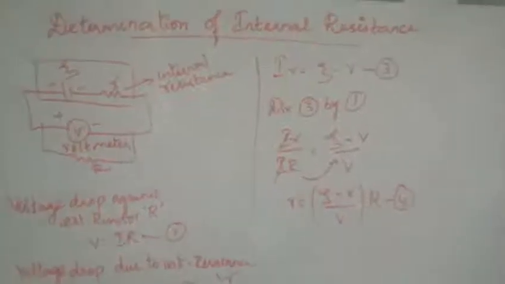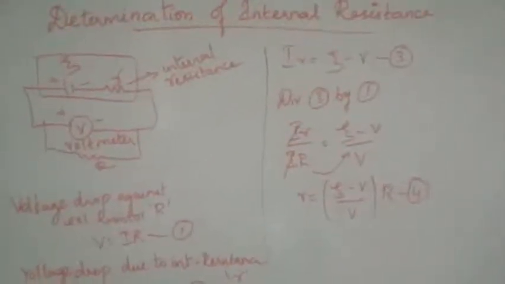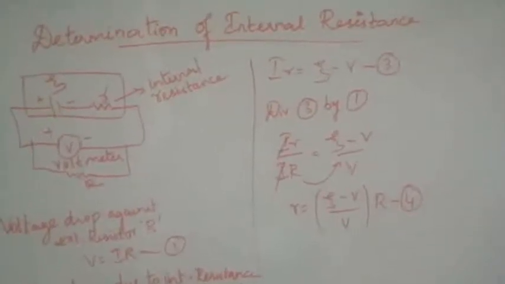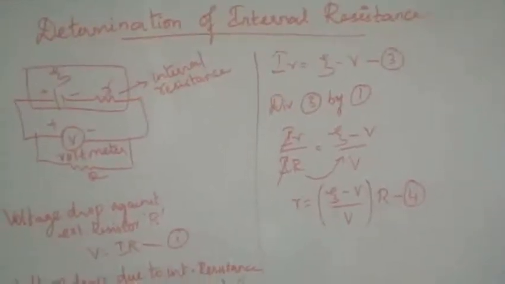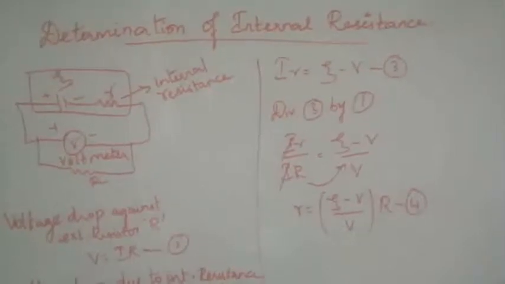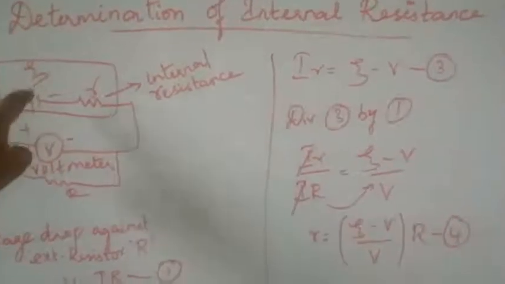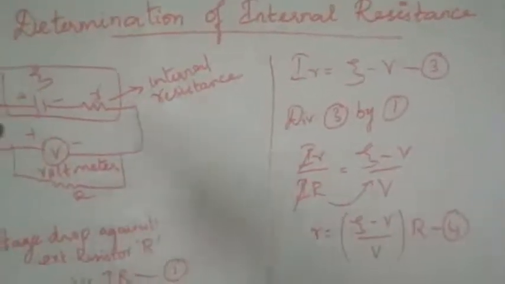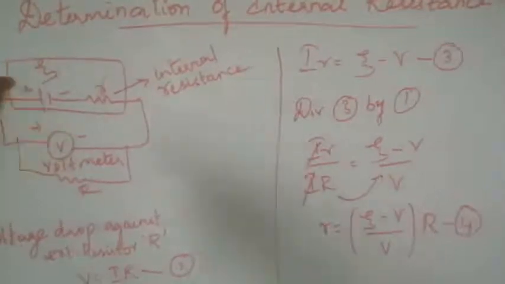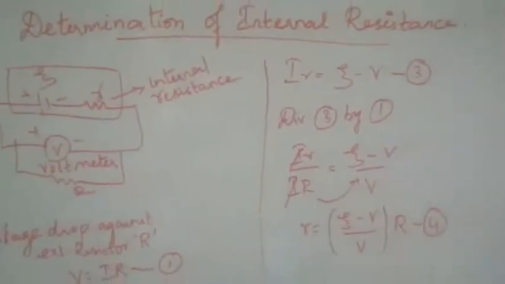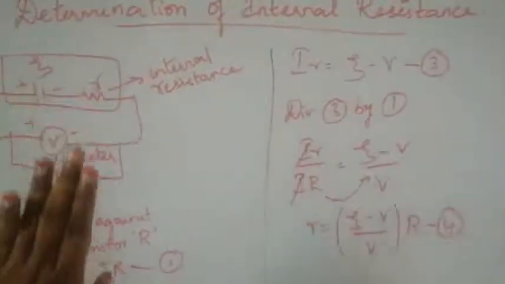Next topic is determination of internal resistance. As we know, the internal resistance is the resistance provided by the battery itself, within the battery. For a battery, it will have the EMF psi, and it will have its own internal resistance, which is given by the symbol small r. So this, on the whole, is the battery connection.